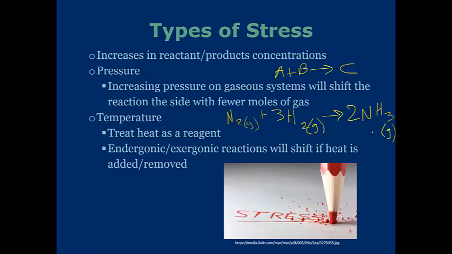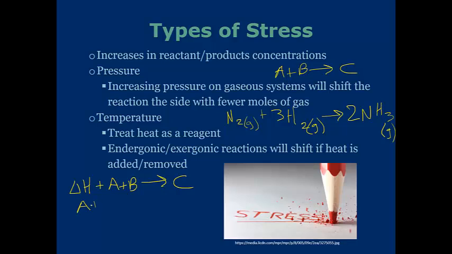The last type of stress we're going to go into is heat, or temperature. For these, you treat heat as a reagent. So if it's endergonic or exergonic, it'll shift if heat is added or removed, respectively. So if I require heat to be put into my reaction, using my A plus B example, if I increase the heat, it's going to favor the formation of the product because there's going to be more of a, quote, reactant on this side. Subsequently, if I decrease the heat, it's going to go the opposite direction. This is if it requires a heat input.